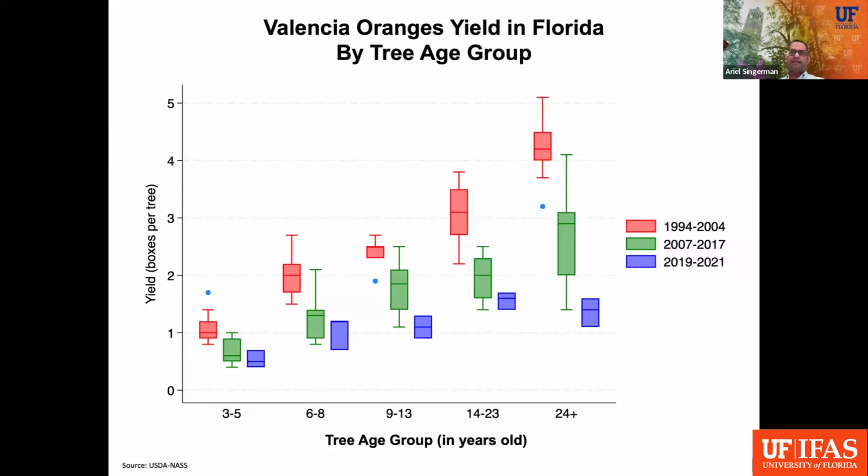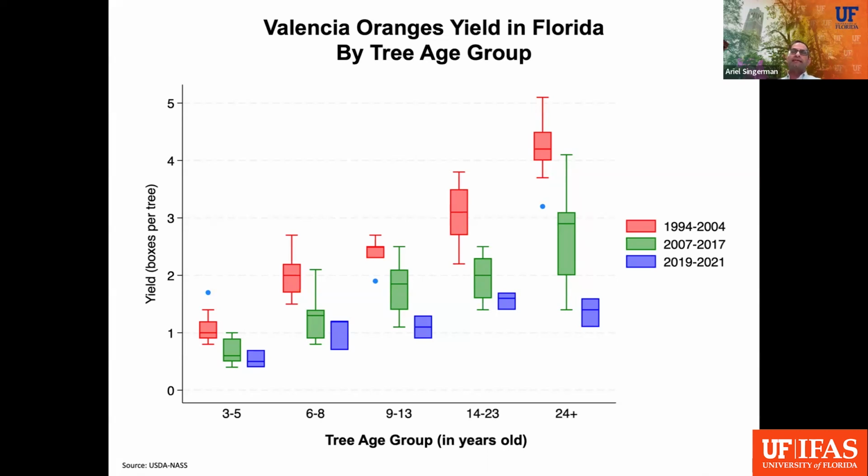We have the exact same subperiod as before. So the red bars denote the period that goes from 1994 to 2004. And what we can see is that each tree age group produced more than the previous one. So as trees mature, they yielded more. The green bars denote the impact of the spread of HLB, as we saw before. And we can see that for each tree age group, that yield decreased quite significantly.